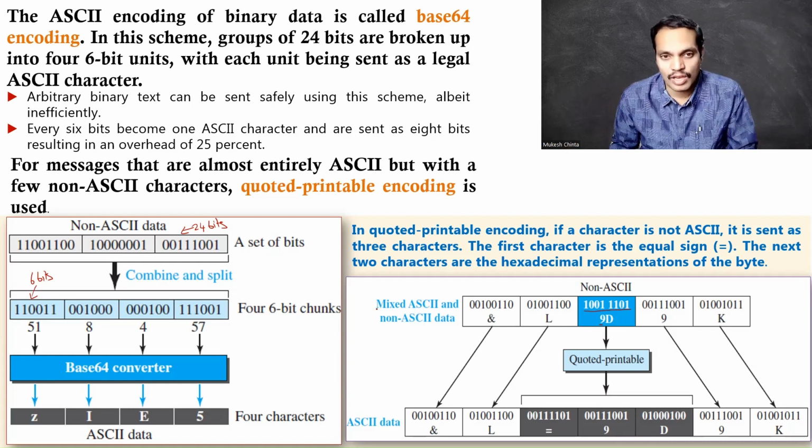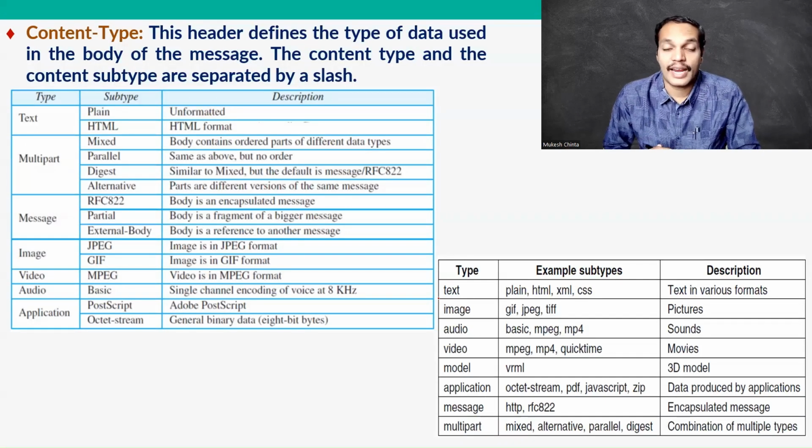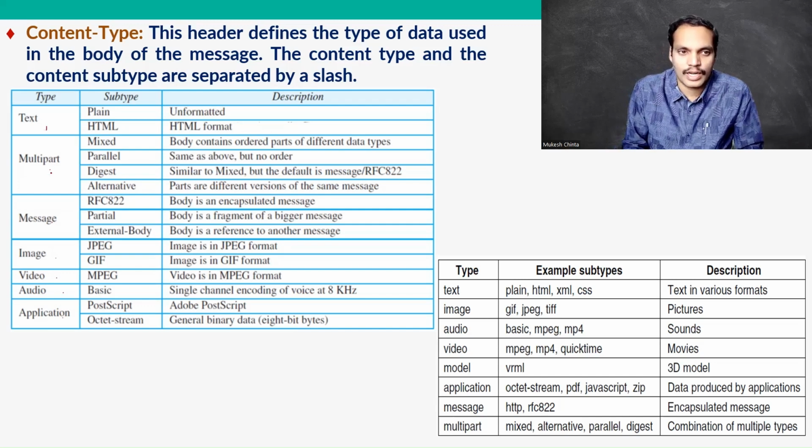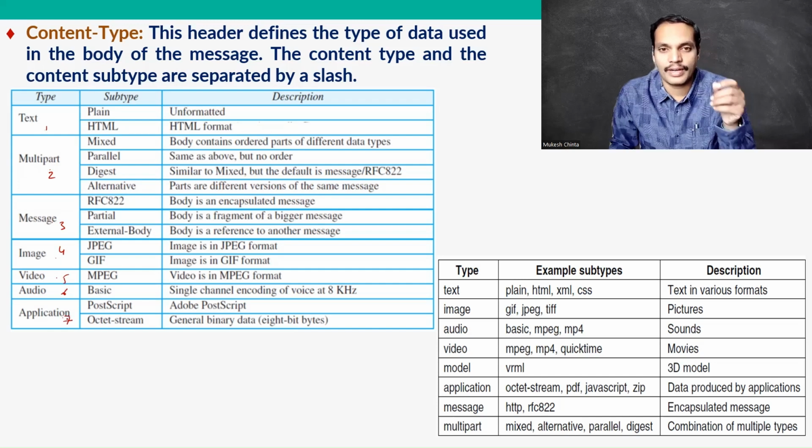That's all. So these are all the content transfer encoding schemes defined by MIME, so that you can send any kind of data through email. The last one is the content type. This header defines the type of the data used in the body of the message. The content type and the content subtype are separated by a slash. There are 7 content types defined by the MIME standard.